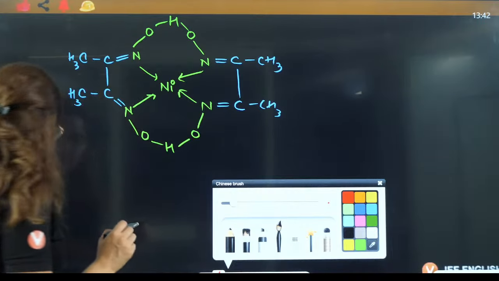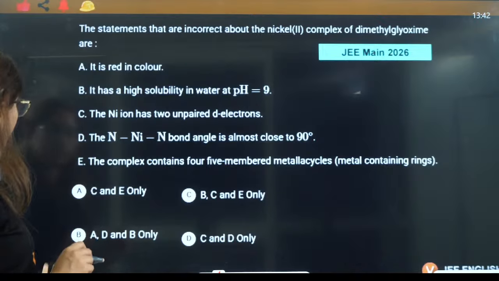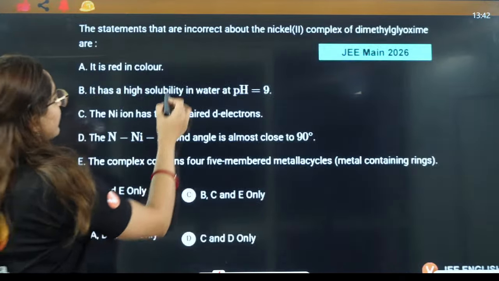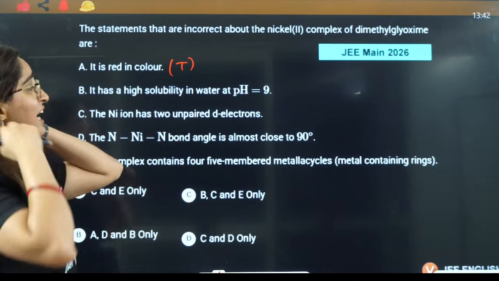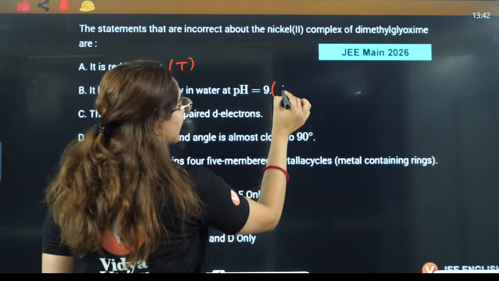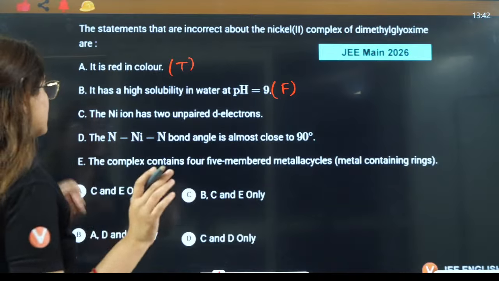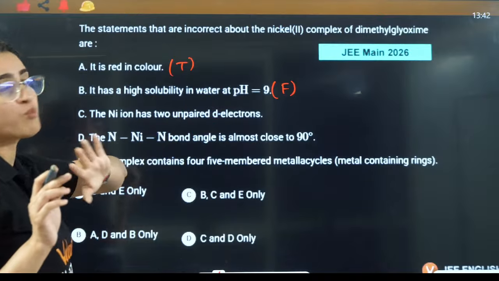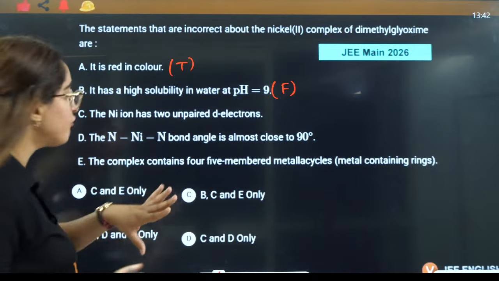Now, what you will see here in the statements: it is red in color. Firstly, they are saying the complex it is making is red in color. That is correct. It is definitely red in color. Then they are saying it has highest solubility in water at pH equals 9. That is not correct here. This is one of the toughest questions of JEE 2026, right? They are saying it has high solubility in water at pH equals 9, or pH equals 5 it will have, right?